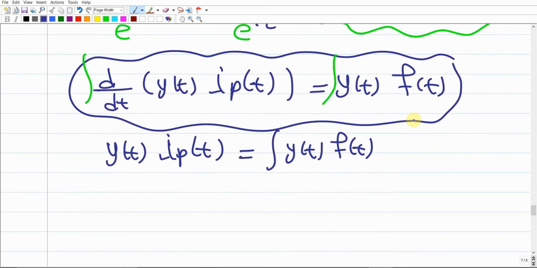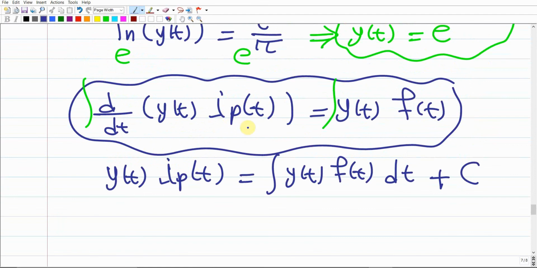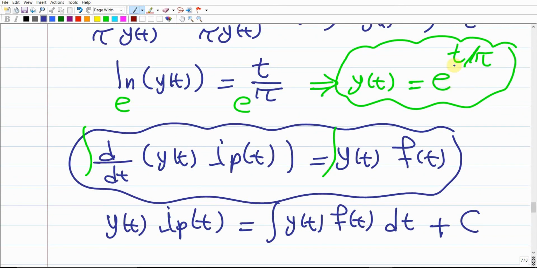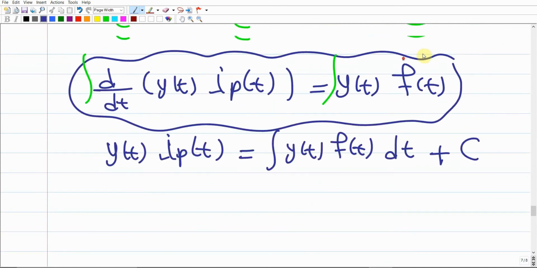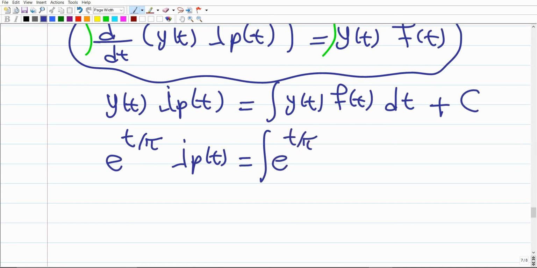Keep in mind that we're doing the integration with respect to time, right? So dt on both sides, plus a constant, because we're integrating a term that would already include I, so there should be a constant of integration. How much is y(t)? We already got it as exponential to the power t over tau. So plug this value here. We're going to end up with e^(t/tau) times I particular of t equals the integration of e^(t/tau) times f(t) dt plus a constant.